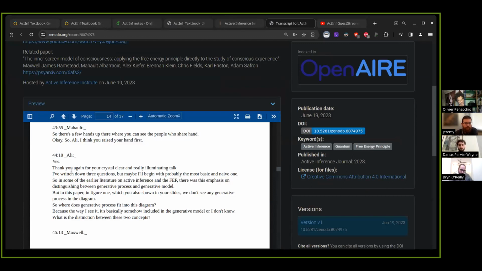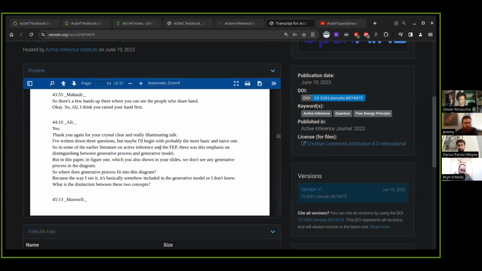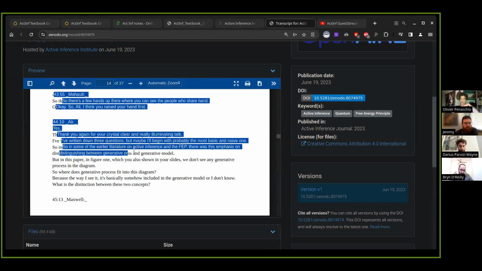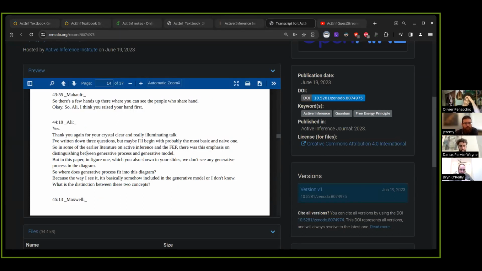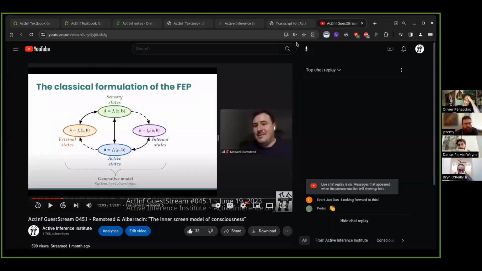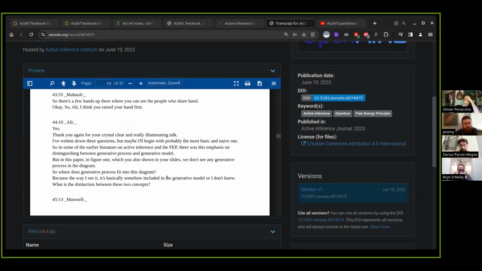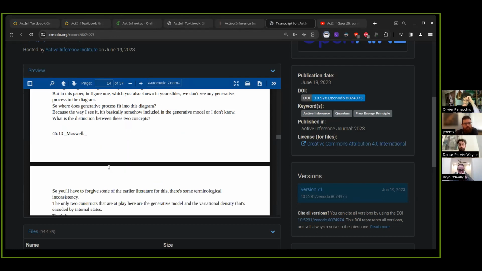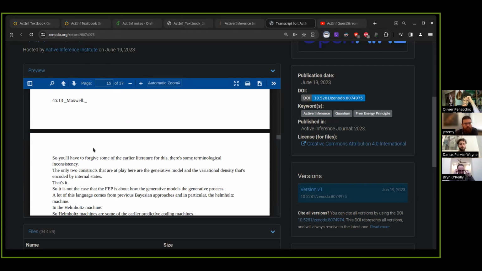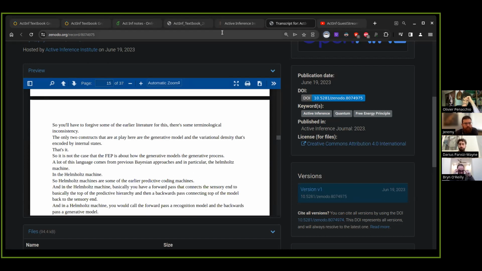Here's Ollie's question. Earlier, there was an emphasis on distinguishing between generative process and generative model, but in this figure 1, which you show in the slides, we don't see any generative process. So where does generative process fit in the diagram? What is the distinction between the concepts? And yeah, I'll put these into the coda as well.